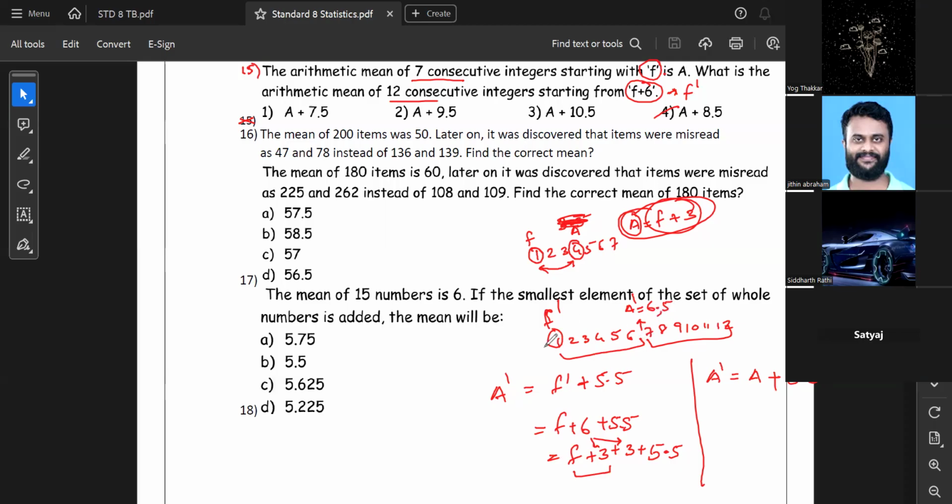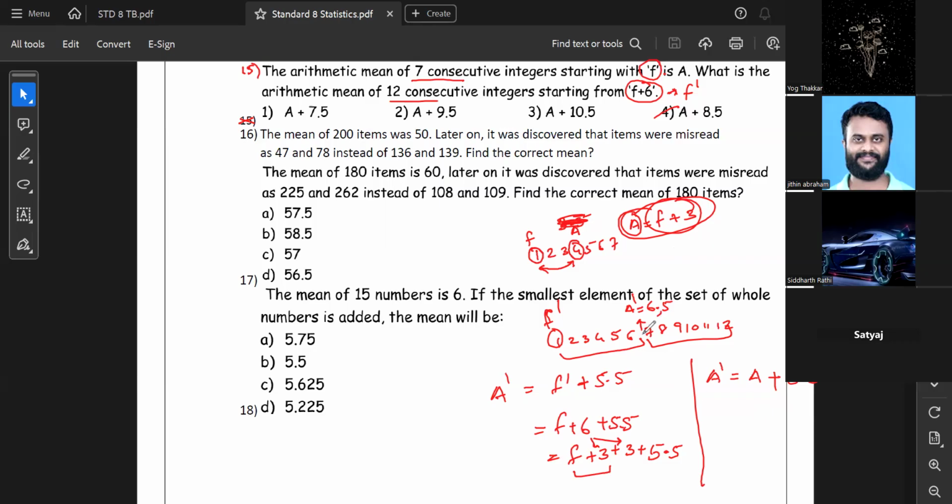Here the average is 6.5 and the first number is 1. So the difference between 1 and 6.5 is 5.5. So I can say that f dash plus 5.5 is going to be my new average. Am I clear? And instead of writing f dash, I'm going to write f plus 6. Then I broke 6 into two parts, 3 and 3. That gave me f plus 3 as a and the remaining part as 8.5.